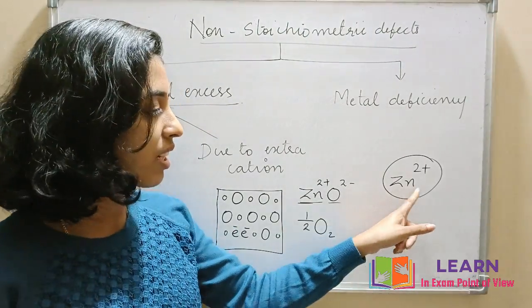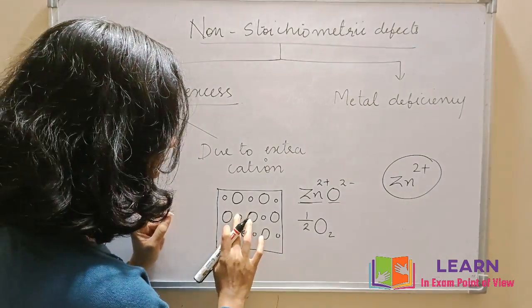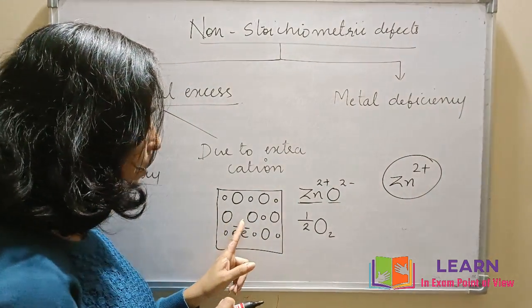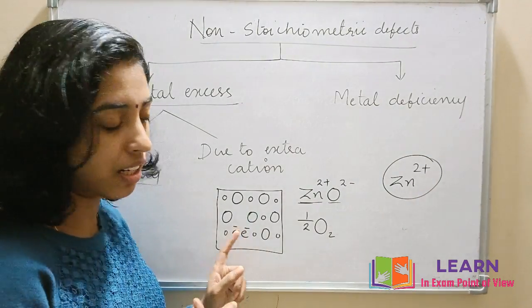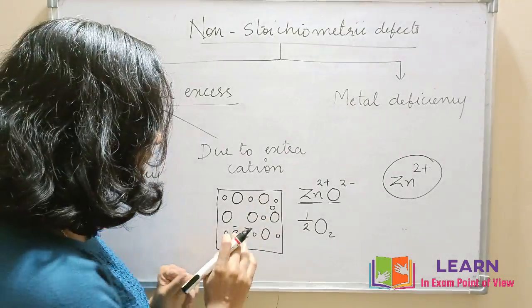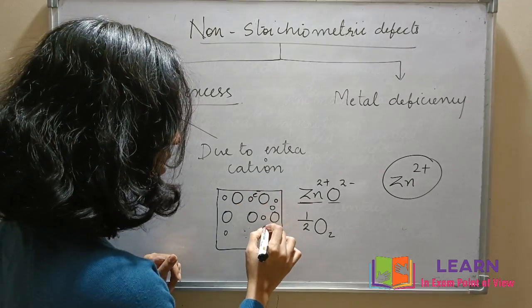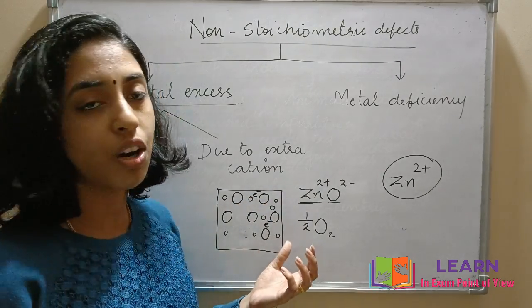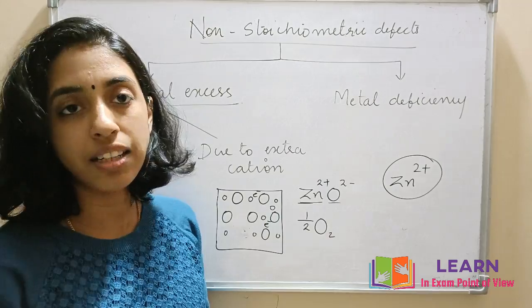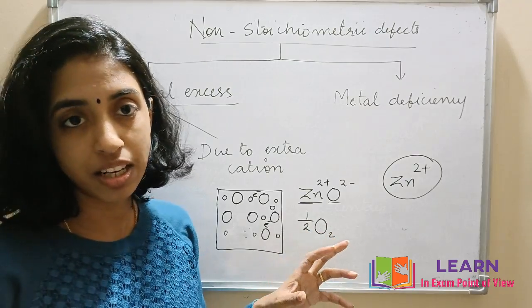Okay, so the Zn2+ is extra. It will go and occupy. So let this be the Zn2+. It will leave from its lattice site and occupy any of the interstitial sites. Similarly, these 2 electrons also occupy other interstitial sites near it. It will not be in its own lattice site. It will go here and there in the interstitial sites.